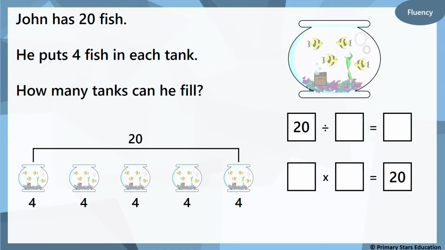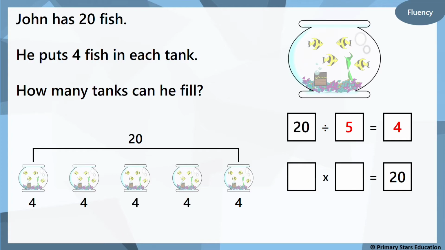So John has 20 fish. He puts 4 fish in each tank. How many tanks can he fill? So let's have a look. How many tanks does he have in the end? So he has 1, 2, 3, 4, 5. So 20 divided by 5, and we already know that he had 4 fish in each tank.